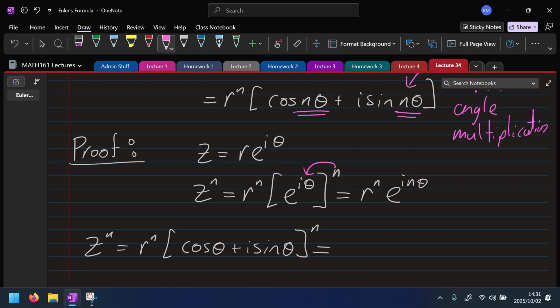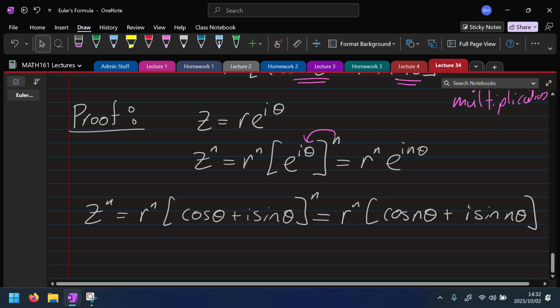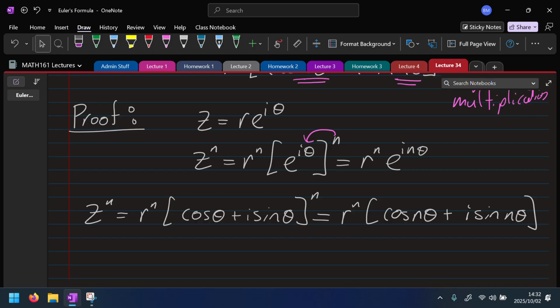Does everyone see that? Okay, now e to the i n theta, we're going to write that out like we did for cos theta and i sine theta. So that's r to the n, cos n theta, plus i sine n theta. And that's it. Okay, so all we did is we wrote it 2 different ways, and that's the end of the proof. Okay, very easy proof. Any questions?